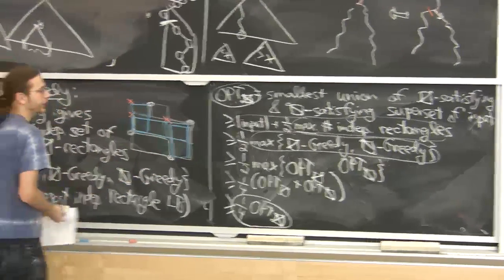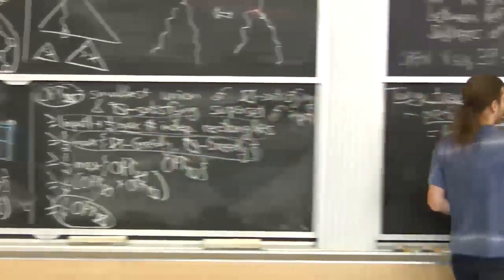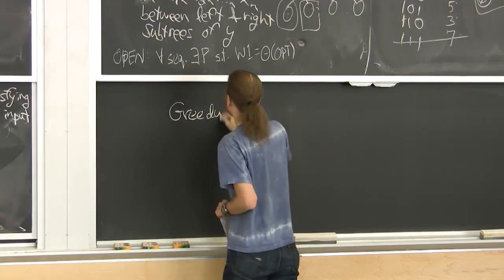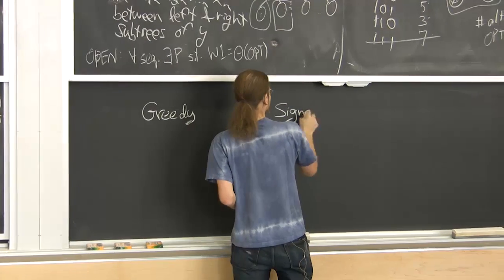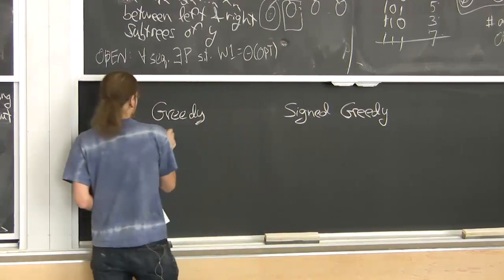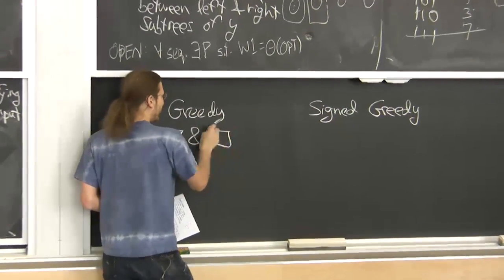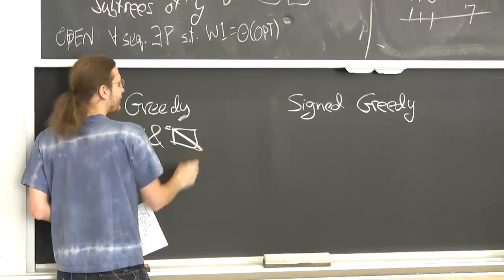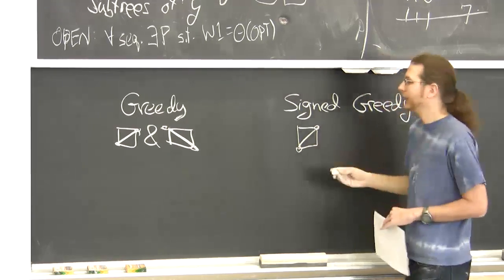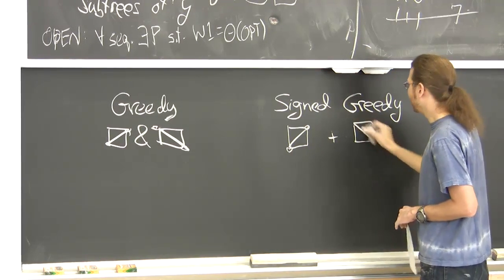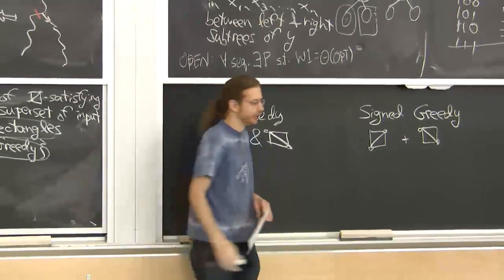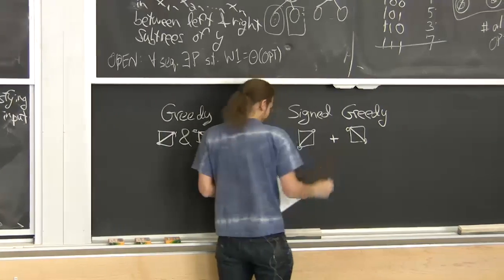So this is weird. I'm going to draw one more picture, which is greedy versus signed greedy. Remember greedy from last lecture? Greedy says, look, I'm going to fix plus rectangles, and I'm going to fix minus rectangles. It does them both at the same time. Signed greedy says, look, I'm going to do the plus rectangles separately, and then I'm going to do the minus rectangles separately, and then add them up, or take the union, or take the max. Doesn't matter, constant factor. Okay, just add them separately.